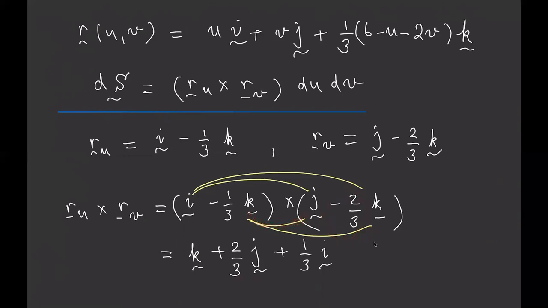Basically what you do is you think of i, j, and k. Maybe it's worth writing this a little bit more carefully. You think of i, j, and k.